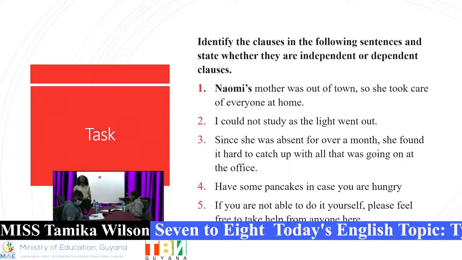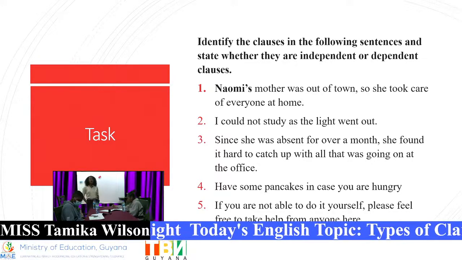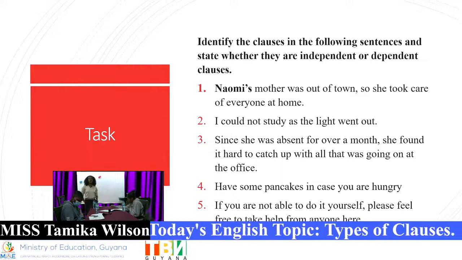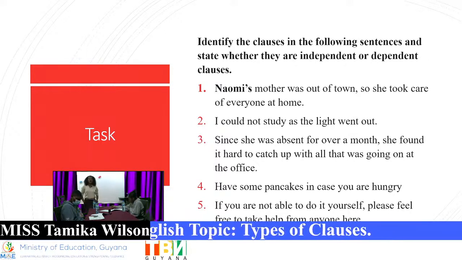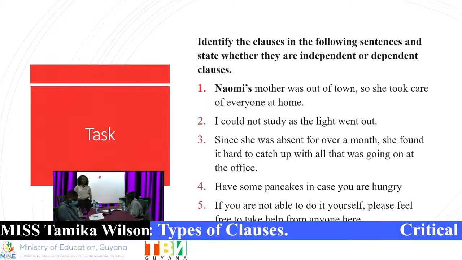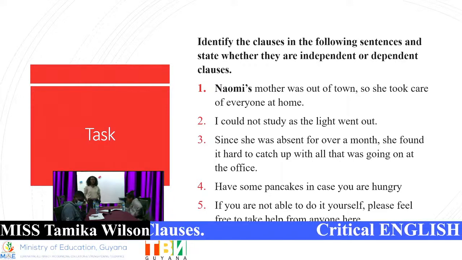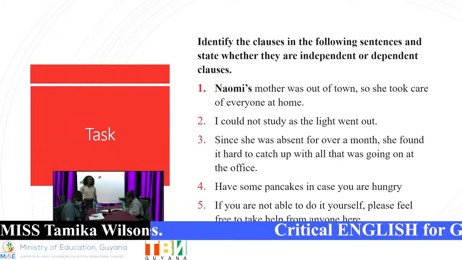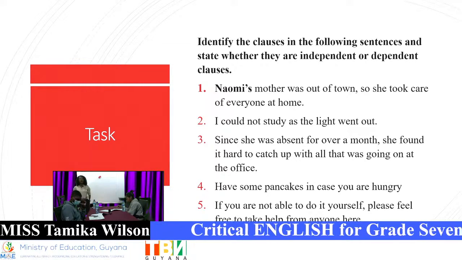The sentence was, since she was absent for over a month, she found it hard to catch up with all that was going on at the office. What's the independent clause? She found it hard to catch up. Beautiful. And since she was absent for over a month is the dependent clause. Very good. Moving on.